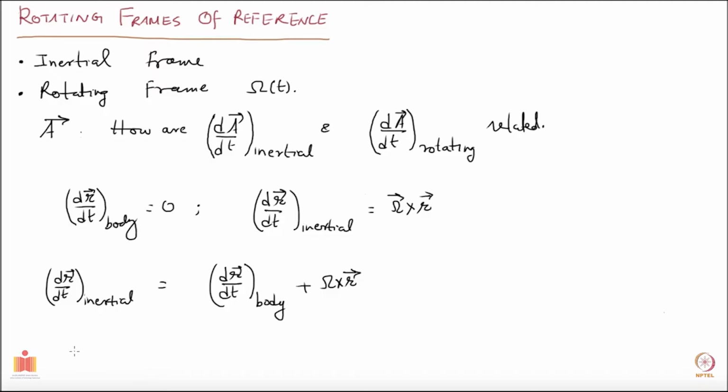If you are looking at any other vector, it has to obey the same rule, because it has to exactly follow what the prototype does. So let's say your vector is generically denoted by capital A here, then we have the relation: d over dt calculated in the inertial frame of A will be equal to d over dt evaluated in the body frame.